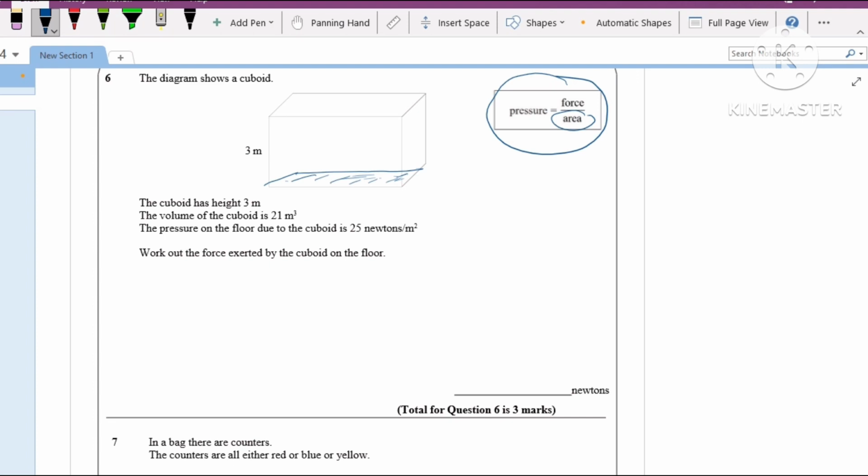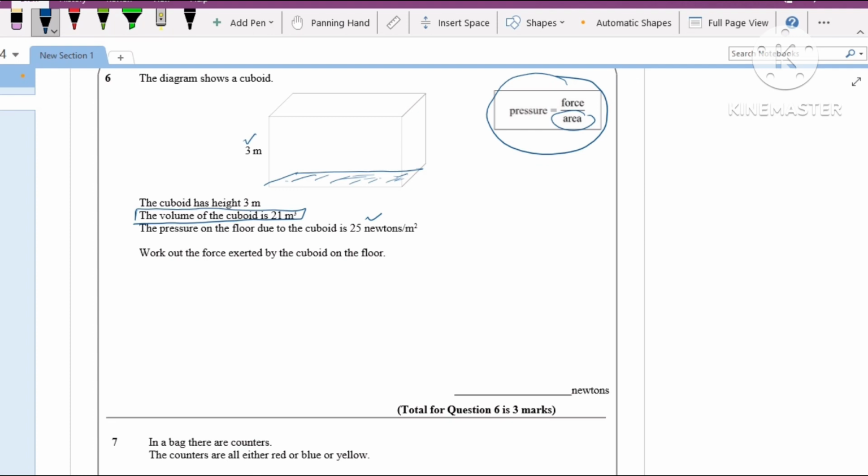Read the question. The cuboid has a height 3. Yes, this is given. This is the clue. Read the question carefully. Follow the instructions. There is a clue that the value which is given, you have to use that formula to find the unknown. The volume of the cuboid is 21. So it is very important to highlight that volume is given. We don't need volume here, it means from the volume we can find the area. The pressure on the floor is given. We have to work out the force.